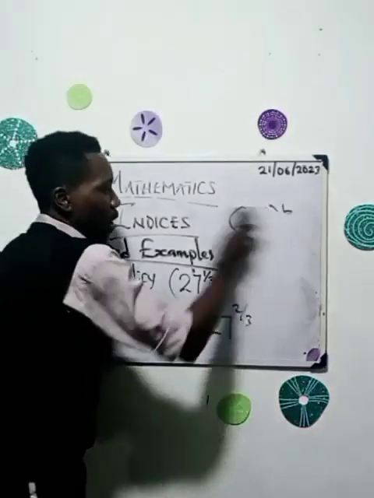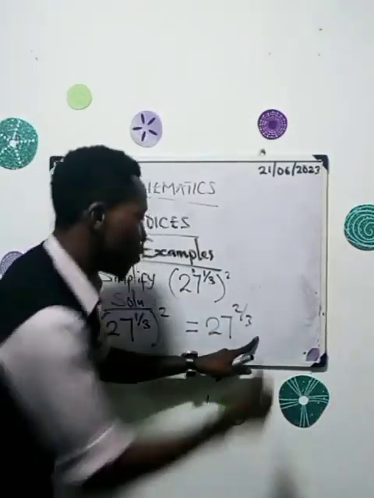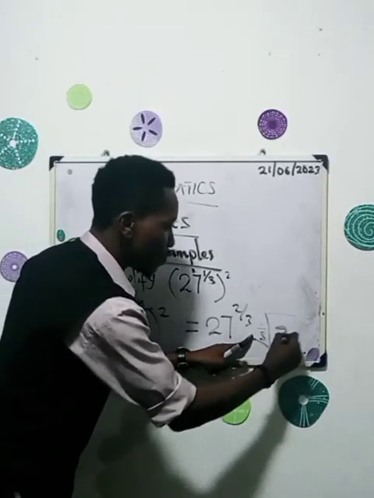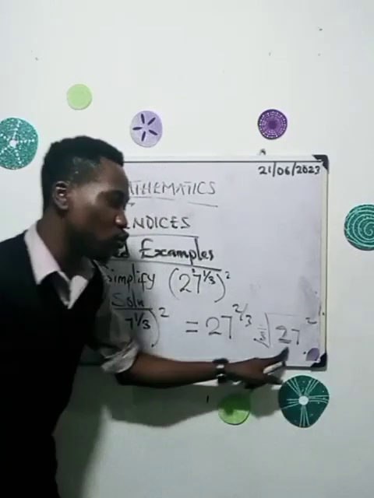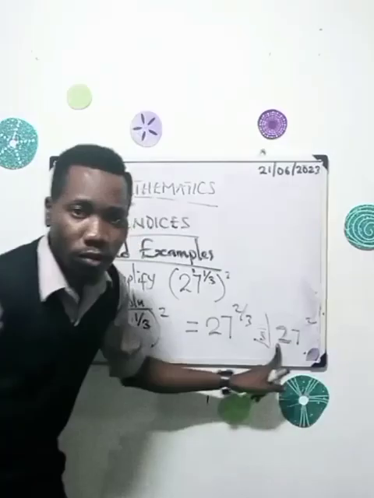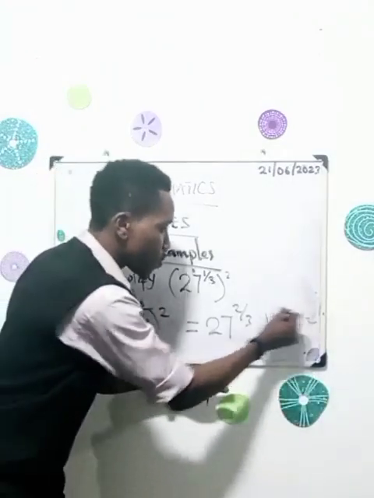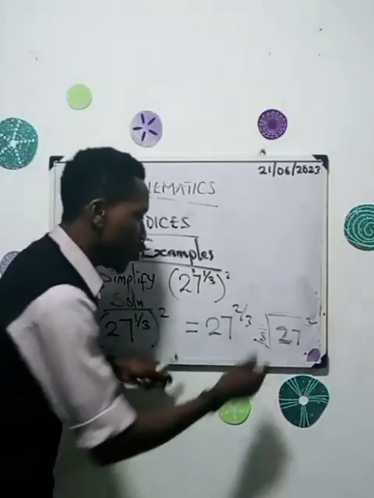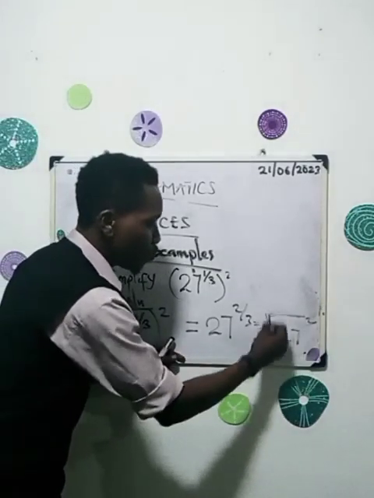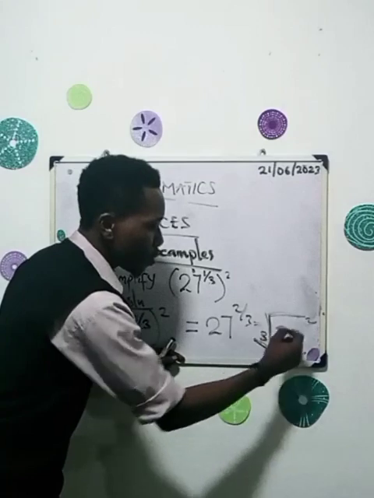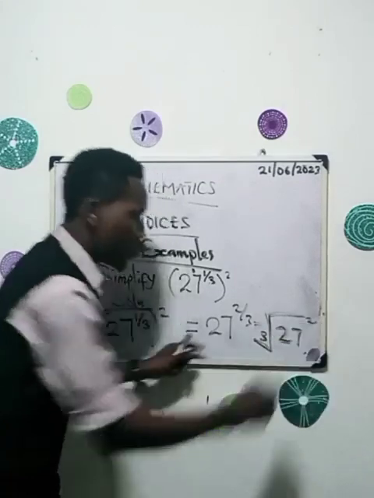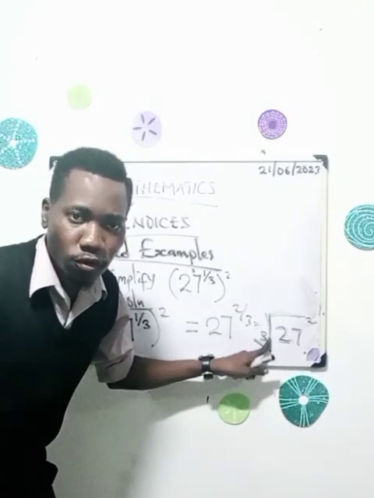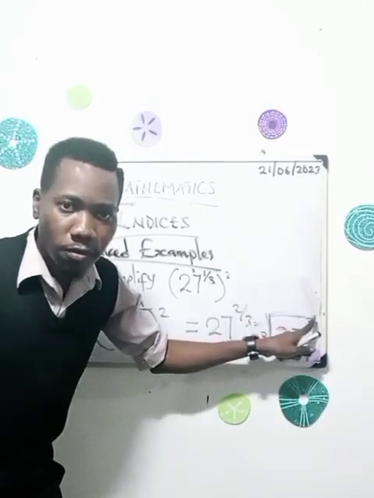So what happens next is that we have the cube root of 27 raised to the power of 2. We have the cube root of 27 raised to the power of 2. The 3 becomes the cube root, alright? The 2 becomes the power.